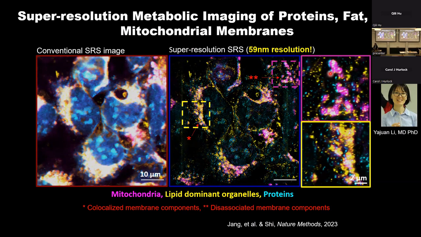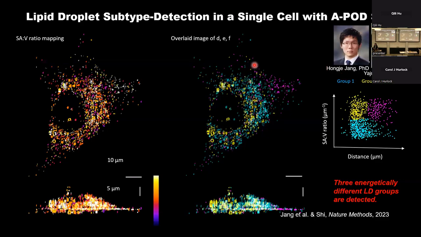And this is not only morphological differences, you can also see the chemical composition differences between each organelle, like these lipid droplets. Some of the lipid droplets have more cholesterol. Some of the lipid droplets can have more triglycerides. So how can we distinguish that with super resolution and the chemical composition differences? We can really distinguish different lipid droplets in a single cell and group them in different colors.